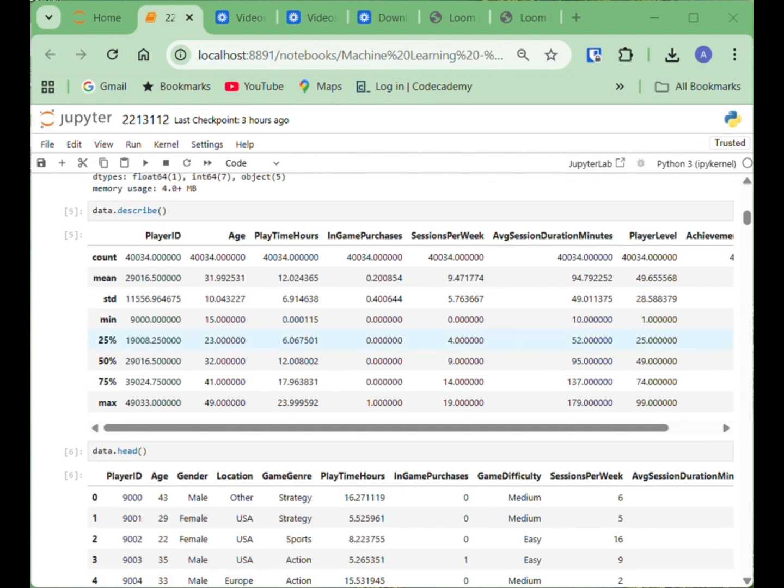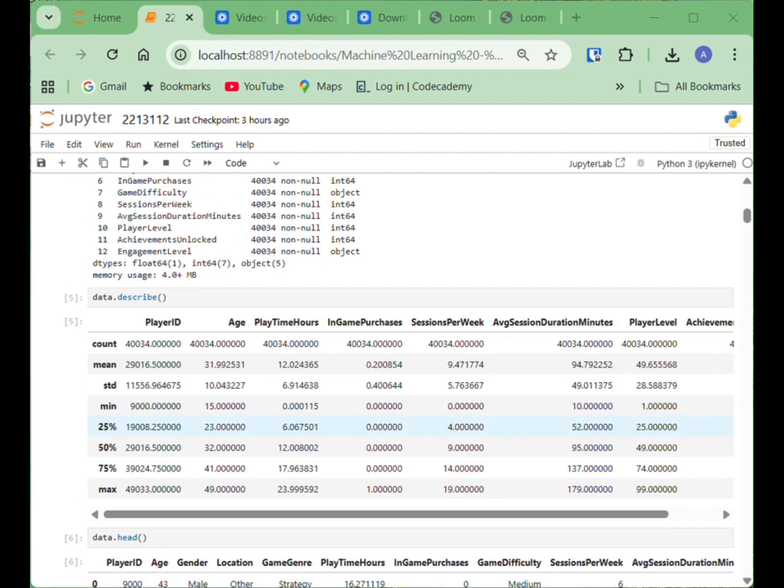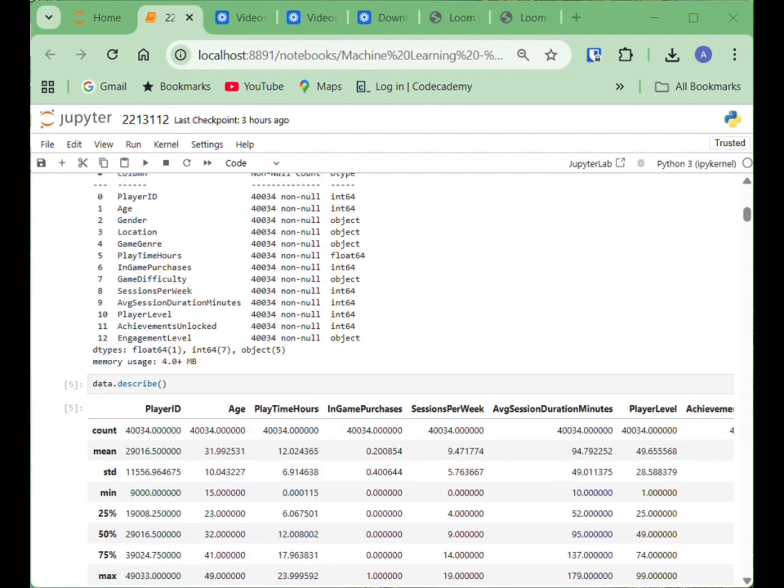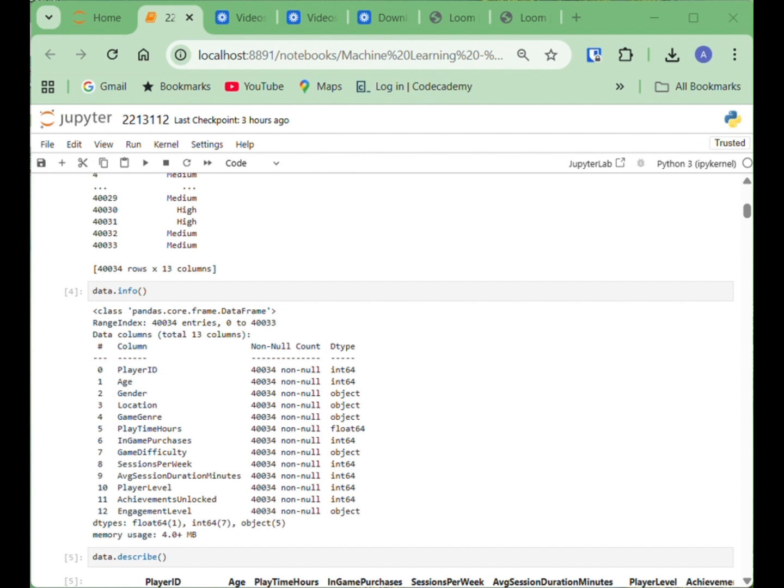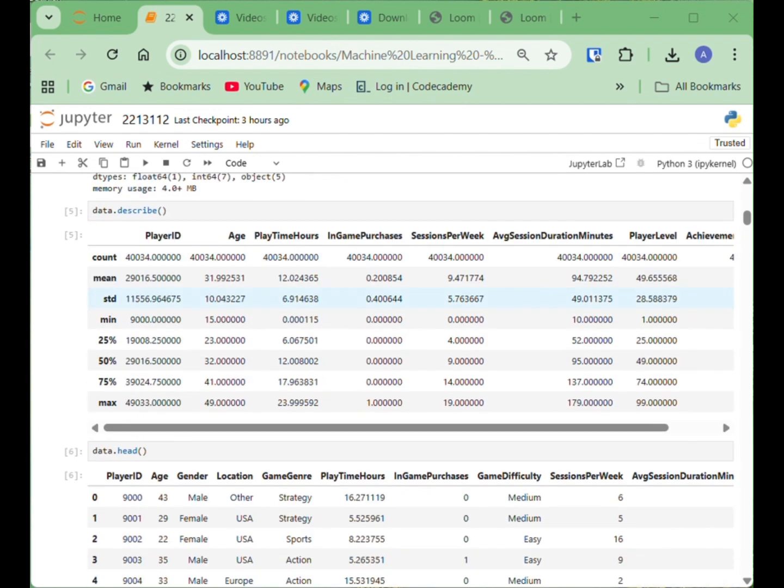Data.info and describe just give a better feel for the structure. It confirms that we've got over 40,000 entries. There's no missing values, so we don't need to clean the data. Data.describe gives us a feel for the numeric data, giving us the mean, the standard deviation, minimum, and the maximum.